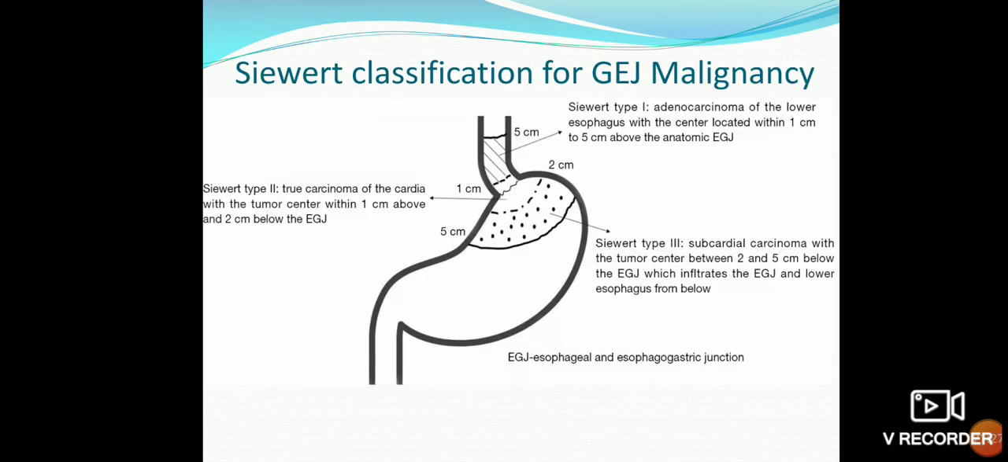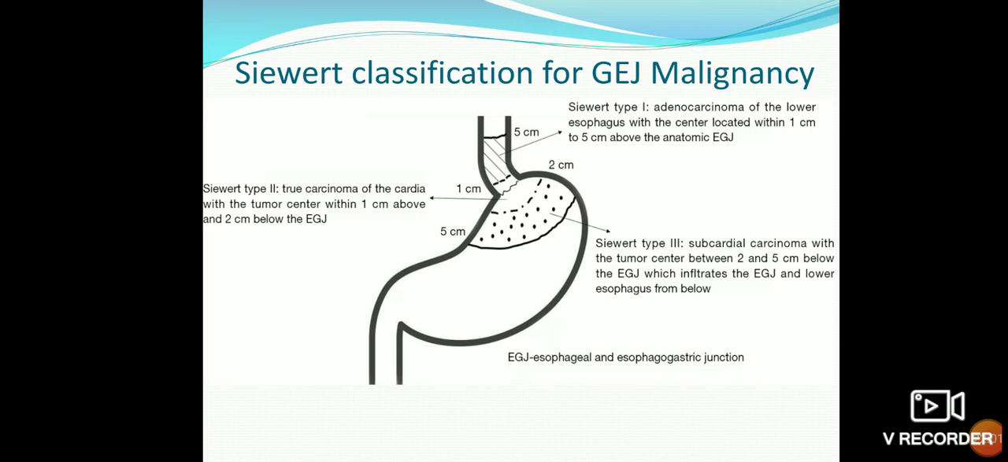Siewert classified GEJ malignancy, gastroesophageal junction malignancy, into 3 types. Siewert type 1: adenocarcinoma of the lower esophagus with the center located within 1 cm to 5 cm above the anatomical EGJ. Siewert type 2: carcinoma of the cardia with the tumor center within 1 cm above and 2 cm below the EGJ, the esophagogastric junction.